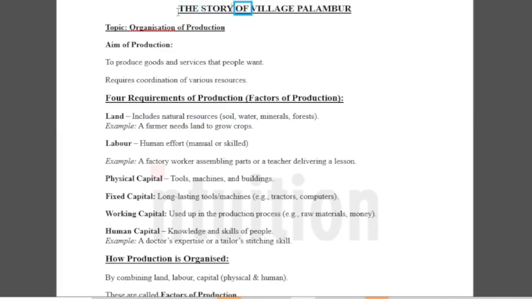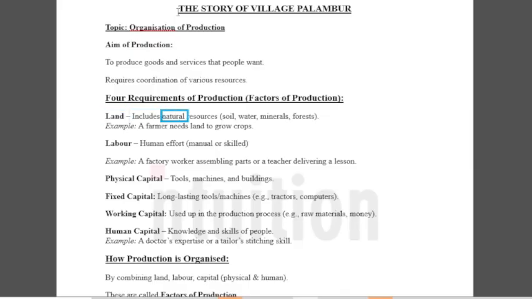The story of village Palampur. Topic: Organization of production. The aim of production is to produce goods and services that people want. It requires coordination of various resources. Four requirements of production, also called factors of production.